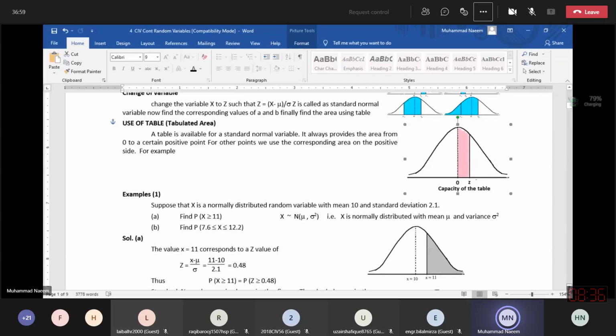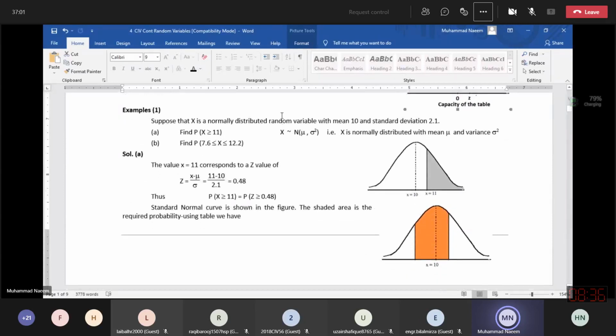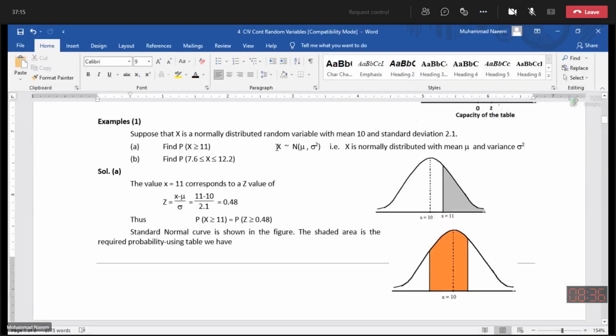For example, our variable is normally distributed with mean 10 and standard deviation 2.1. Sometimes we are not given a statement. We just have a symbolic expression like this. If I express the above statement in terms of symbols, it will be like this.